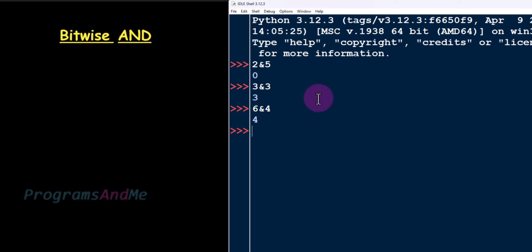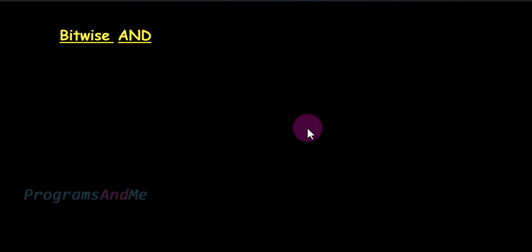These are a few examples, and the final result of this bitwise AND operator will be in decimal format. This is about the bitwise AND operator. In the bitwise AND operator, if both the bits are 1, then the output is 1, otherwise it is 0. That's it.